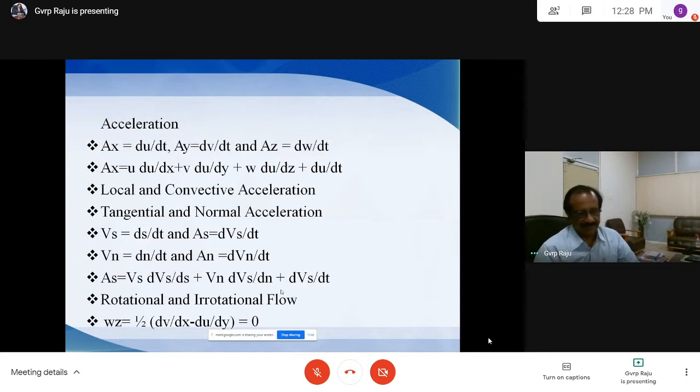An example is ideal flow. So you have a rotation component here, Wz. Wz is equal to 1 by 2 times (dv by dx minus du by dy). See here, v is the velocity component in the y direction, and u is the velocity component in the x direction. If it is equal to 0, then you can say that it is irrotational flow.